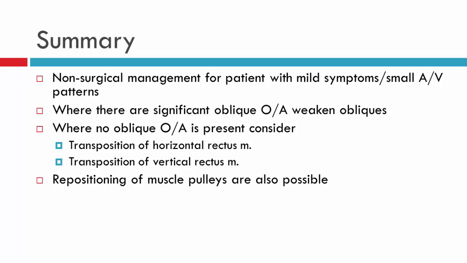The first thing we want to consider is whether there are any oblique overactions, and this will be targeted as the first choice treatment. Then, if there's no oblique overaction, we can start looking at transposing the horizontal extraocular muscles. We also have the option of transposing vertical rectus muscles if required. And lastly, repositioning of the muscle pulleys is also possible for patients who've been diagnosed with a displacement of their muscle pulleys.